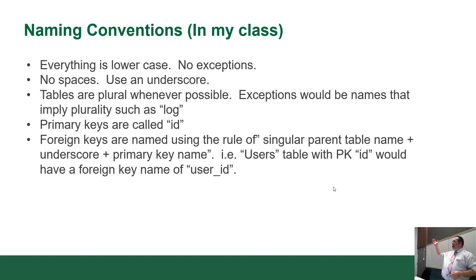Primary keys are always called ID, and that way you never need to guess what it's called. So no matter what, if the table is called persons and there's a column called ID, you know that's the ID of a person.